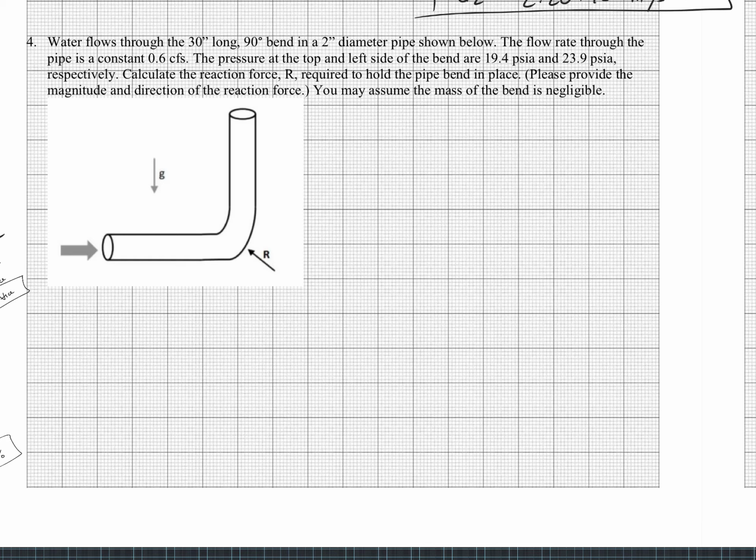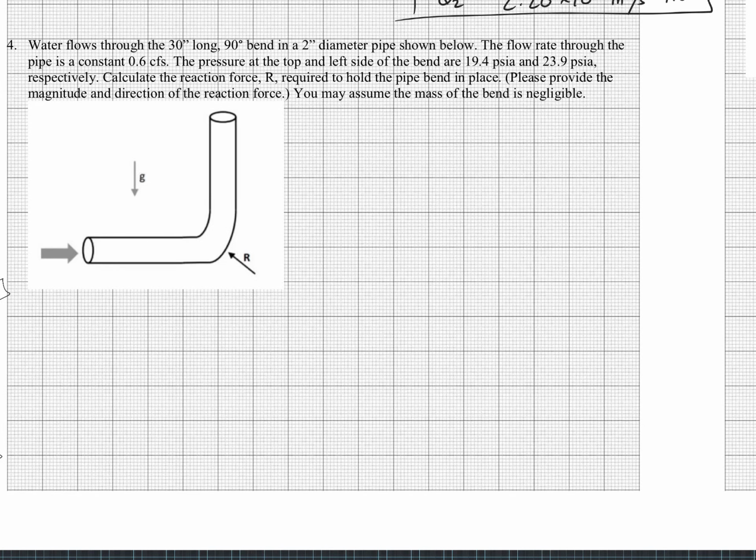Water flows through the 30 centimeter long, so 30 centimeters is going from, give me a pen please, from here to here, 90-degree bend in a 2-inch diameter pipe. Okay, so it's 2 inches this way, and it is 30 inches long this way. The flow rate through the pipe is a constant, so we do know Q. It's always nice to have Q. Q equals 0.6 cubic feet per second.